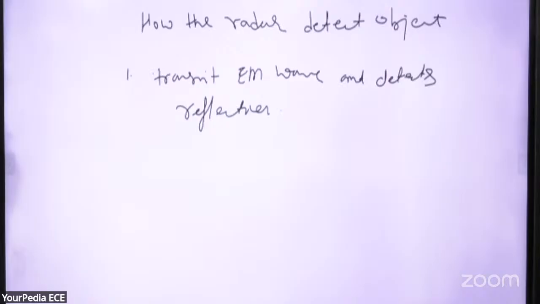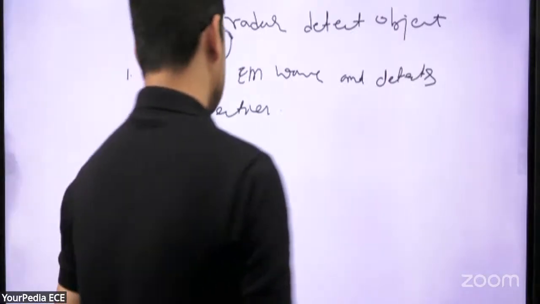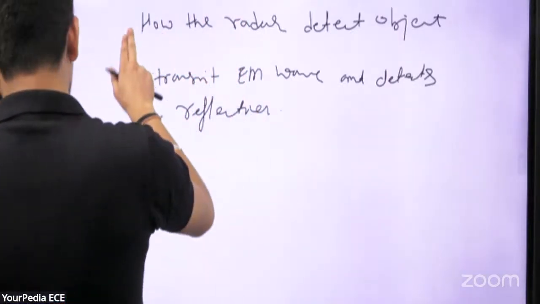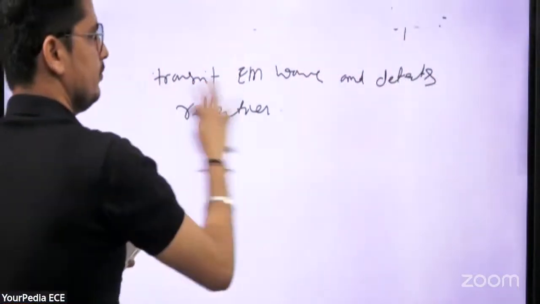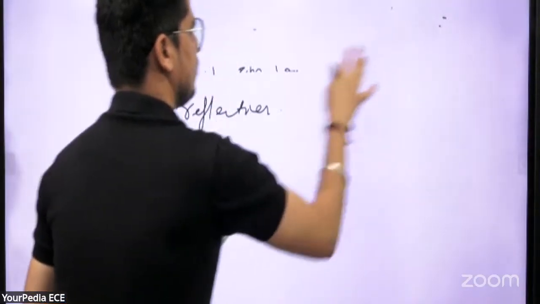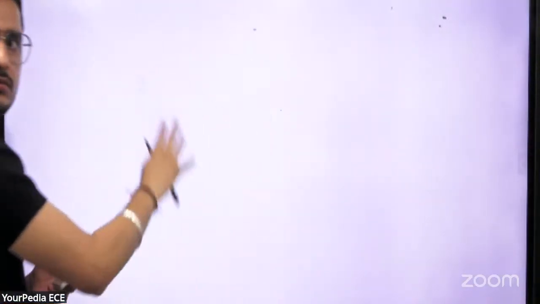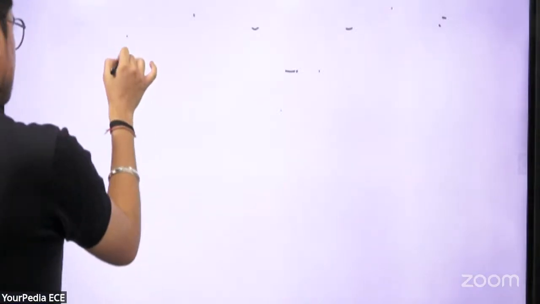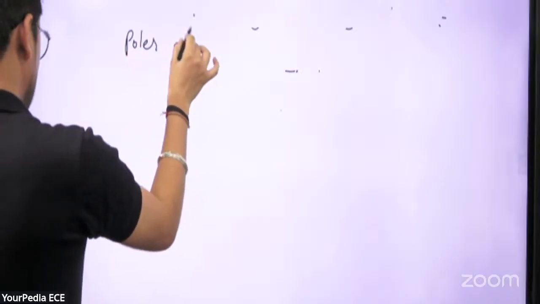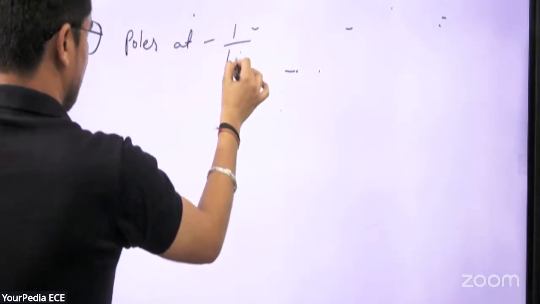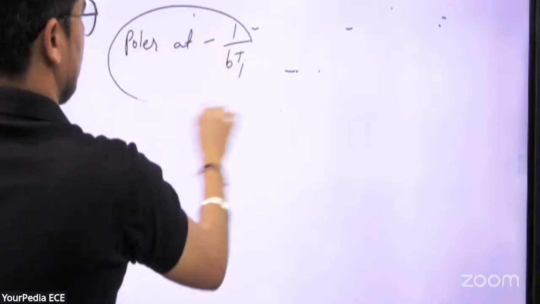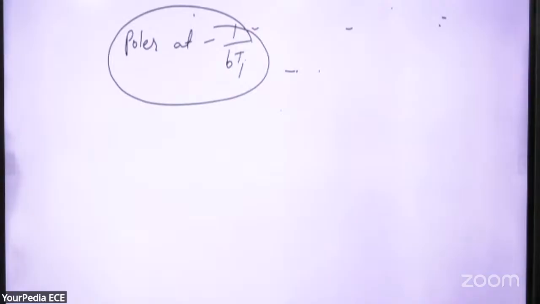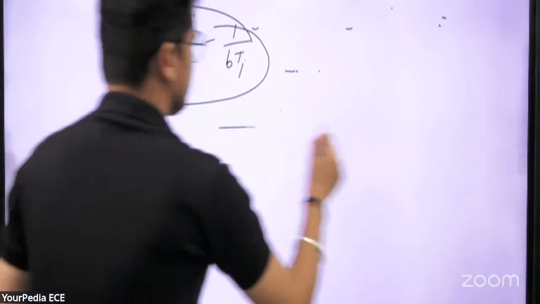I'm getting one more question from control systems, that is from the lag-lead compensator. Let me discuss that one. Right, from the lag-lead compensator, he says that poles at -1 upon beta T1, something like that. I don't have the complete question for this one. Let me discuss the concept of this question.